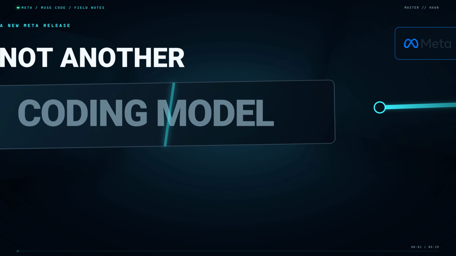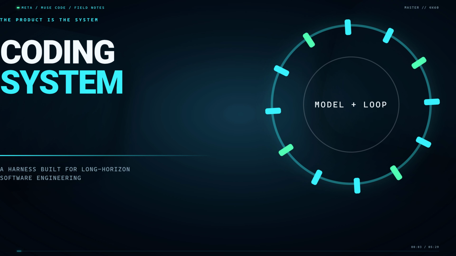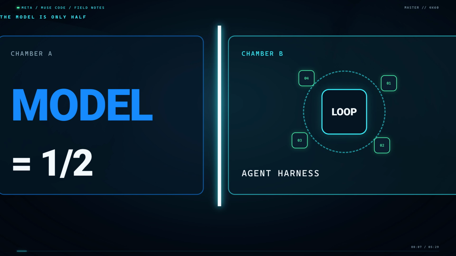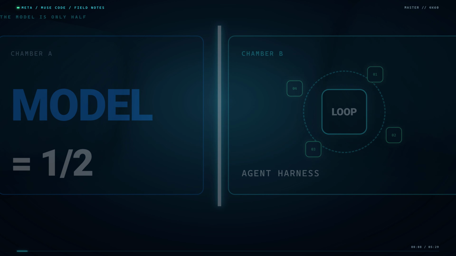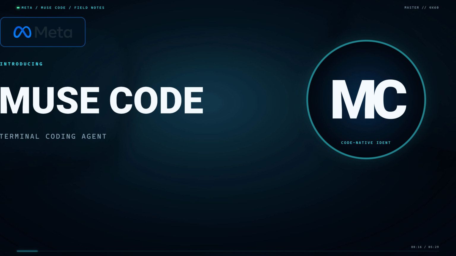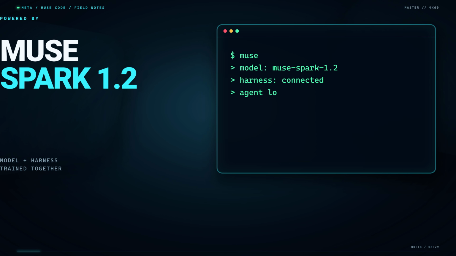Meta did not just release another coding model. It released a coding system built around a very different idea. The model is only half the product. The other half is an agent harness designed to keep working, keep checking, and recover when a long job goes wrong. This is Muse Code, Meta's new terminal coding agent powered by Muse Spark 1.2.